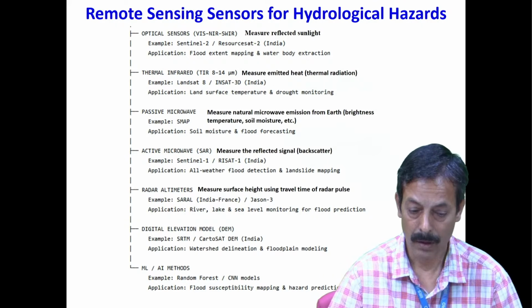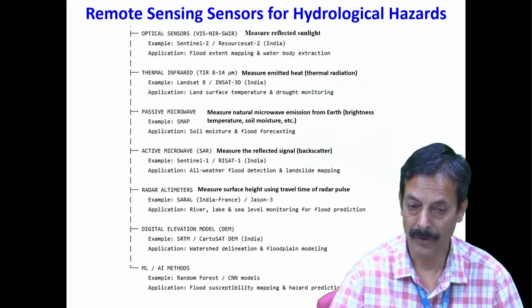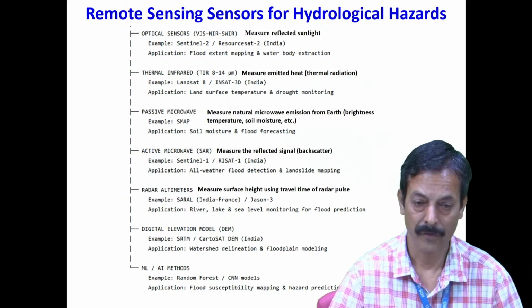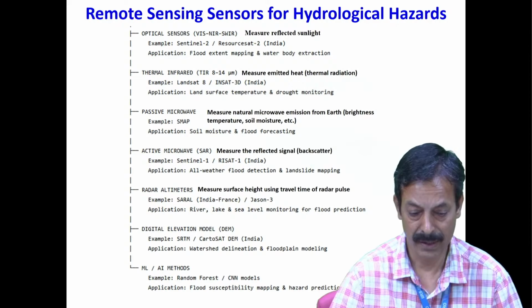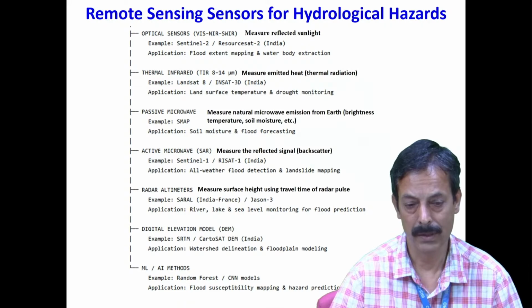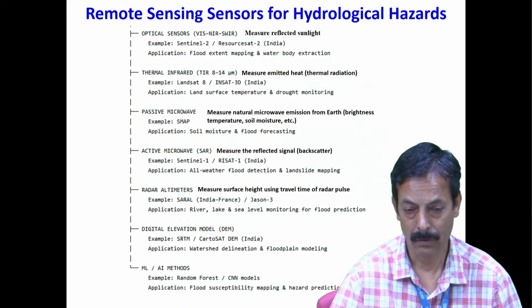Digital elevation models, we are all aware of different digital elevation models, from the Shuttle Radar Topography Mission, SRTM. Cartosat is a very popular Indian stereo product that provides elevation data, and this is very useful for delineating the watershed, and in all kinds of hydrological models this input is very much needed to understand the floodplain, how the elevations are varying.